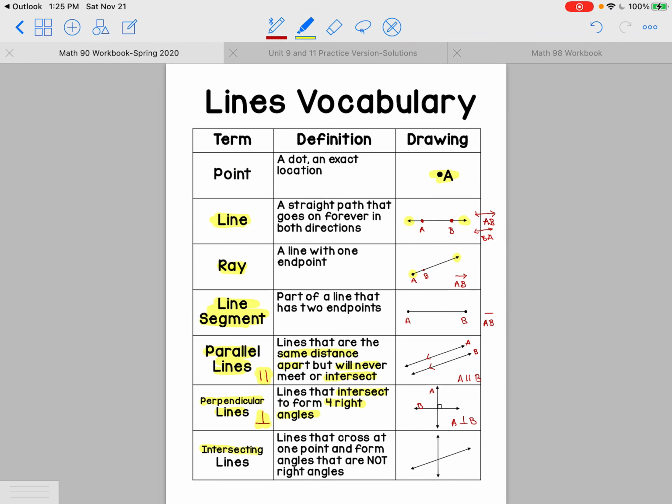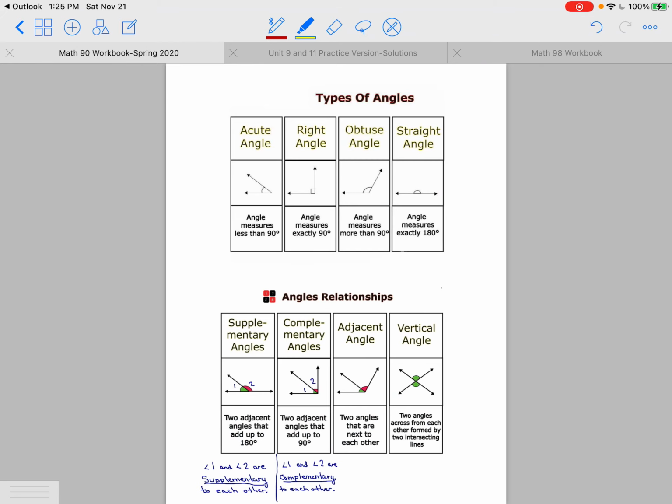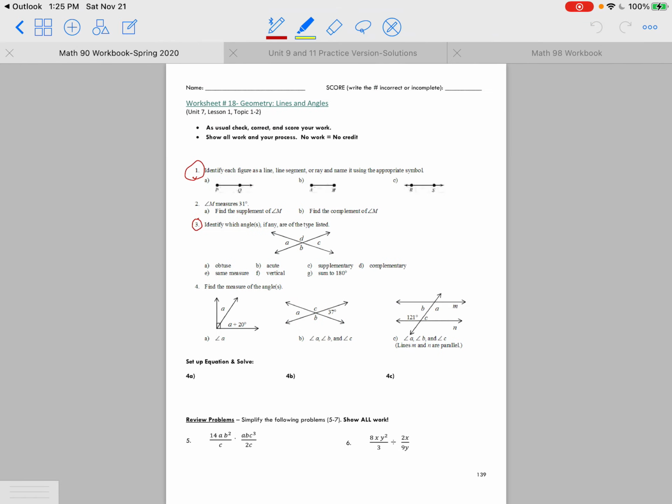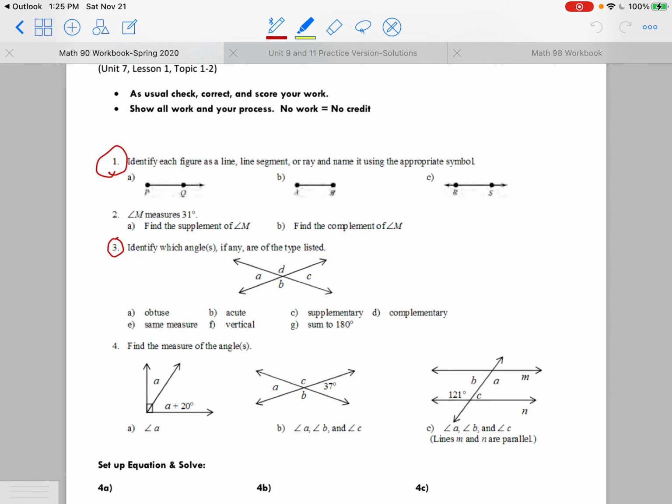All right. Now let's move on, well, actually, you know what? Let's do something else. I'm going to go to your worksheet. We're going to come back to angles here in just a minute. Let me just practice a little bit of our notation in terms of lines, line segments, rays, things like that. So let's go to number 1. This says identify each figure as a line, line segment, or a ray, and name it using the appropriate symbol.